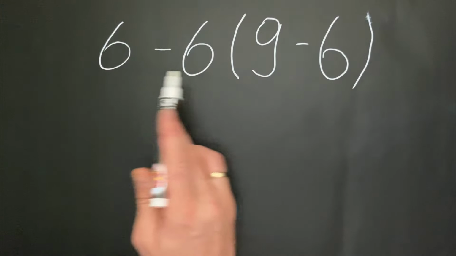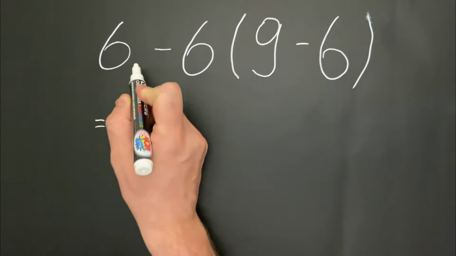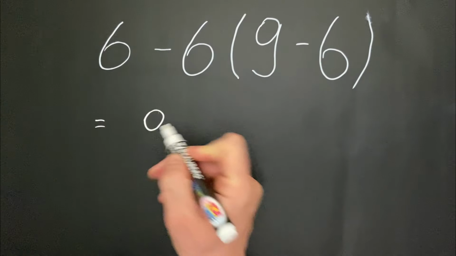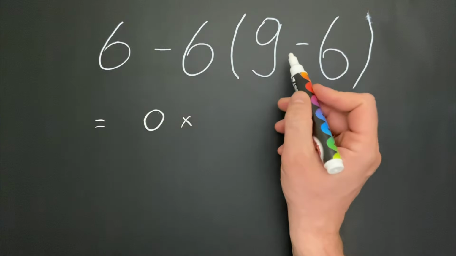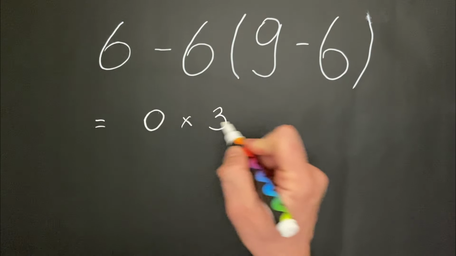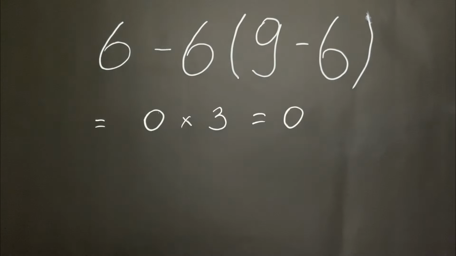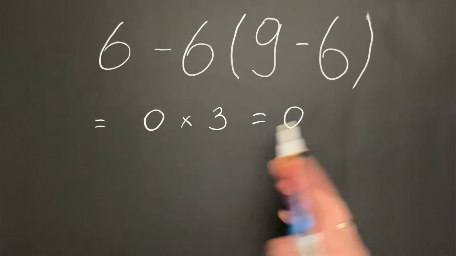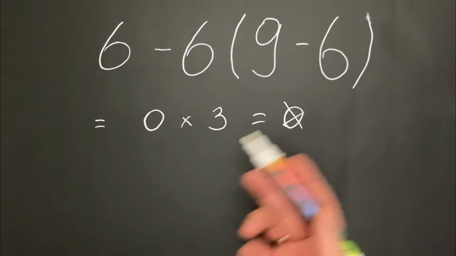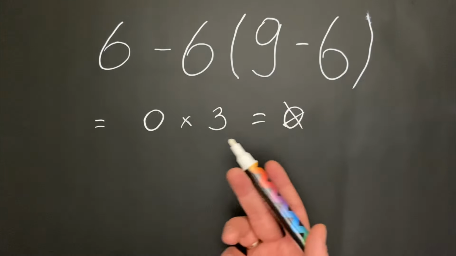So first they do 6 minus 6, which equals 0, and they multiply 9 minus 6 with 3, and they get 0. But of course, this answer is not correct, and this approach is not correct.